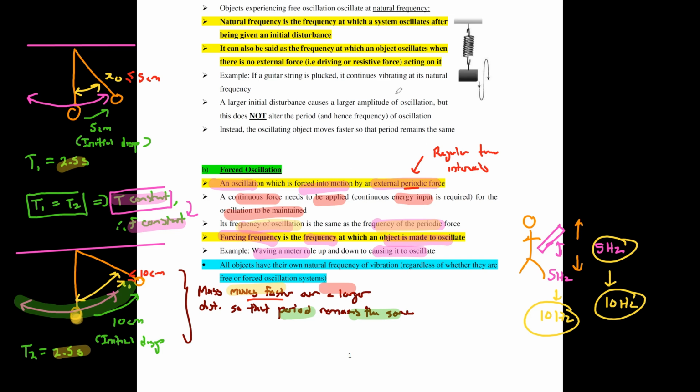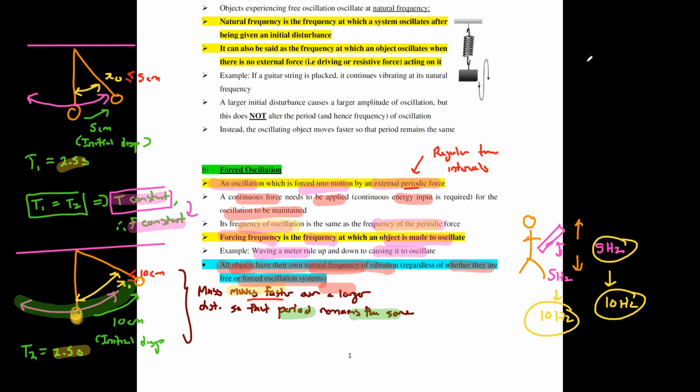All right. Now, there's one very important fact that I need you to know. All objects will have their own natural frequency of vibration, regardless of whether they are free or forced oscillation systems. Just now in the previous section, I mentioned that when you have a free oscillation system, they oscillate at natural frequency, right? It doesn't mean that forced oscillation does not have natural frequency also. Forced oscillation also has natural frequency. All objects have their own natural frequency of vibration.